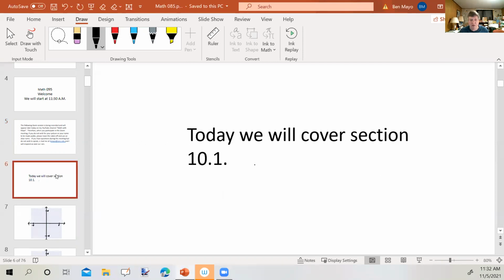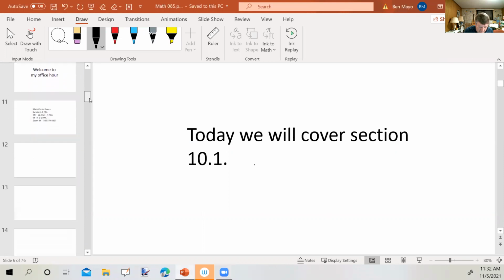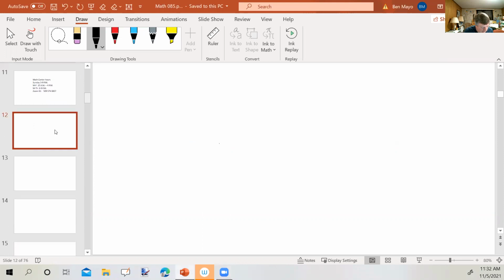All right, so today we're going to start chapter 10. Give me just a second here. Yes, the recording is working. And there. We're going to start chapter 10. So we're going to look at section 10.1. And we're going to look at two things. First of all, the square root property. And second of all, completing the square.